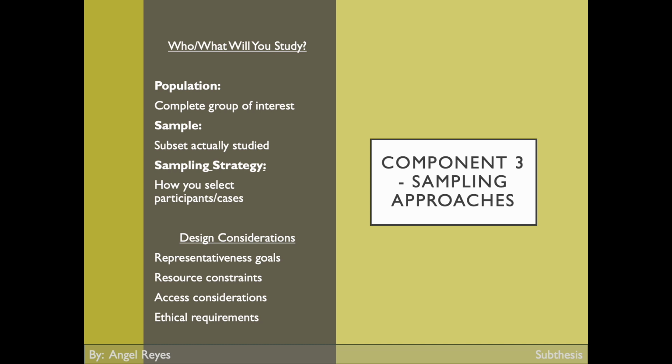Component 3 addresses the fundamental question: who or what will you study? You begin with your population, the complete group of interest. Then you select your sample, the subset actually studied. Your sampling strategy determines how you select participants or cases. 4 design considerations guide your decisions: representativeness goals, resource constraints, access considerations, and ethical requirements. These factors often create tensions requiring careful balance in your design choices.